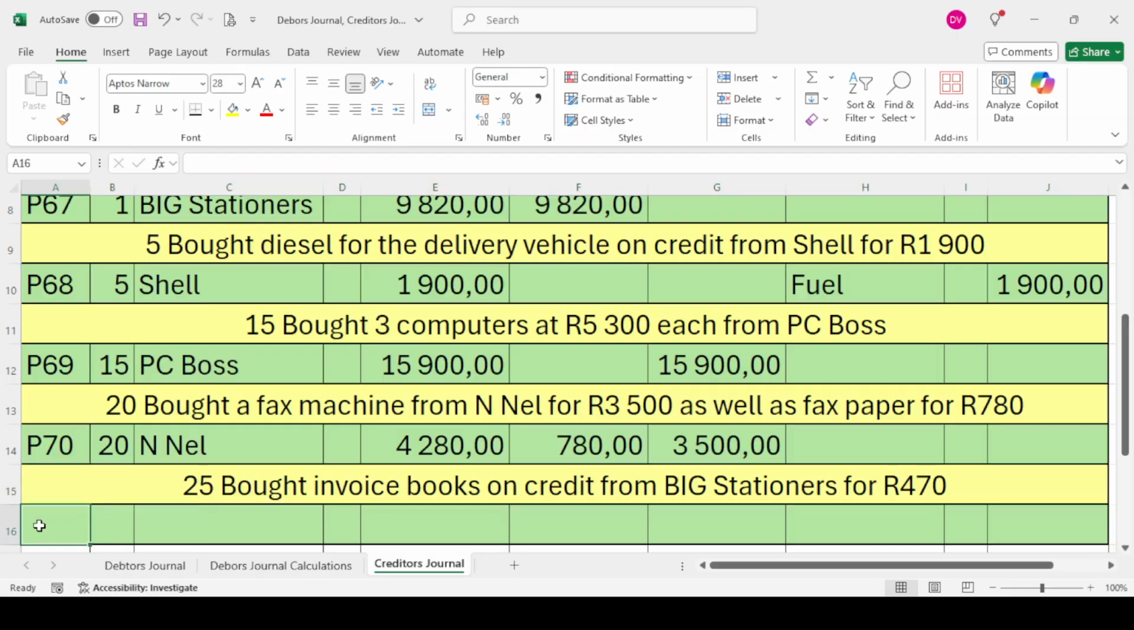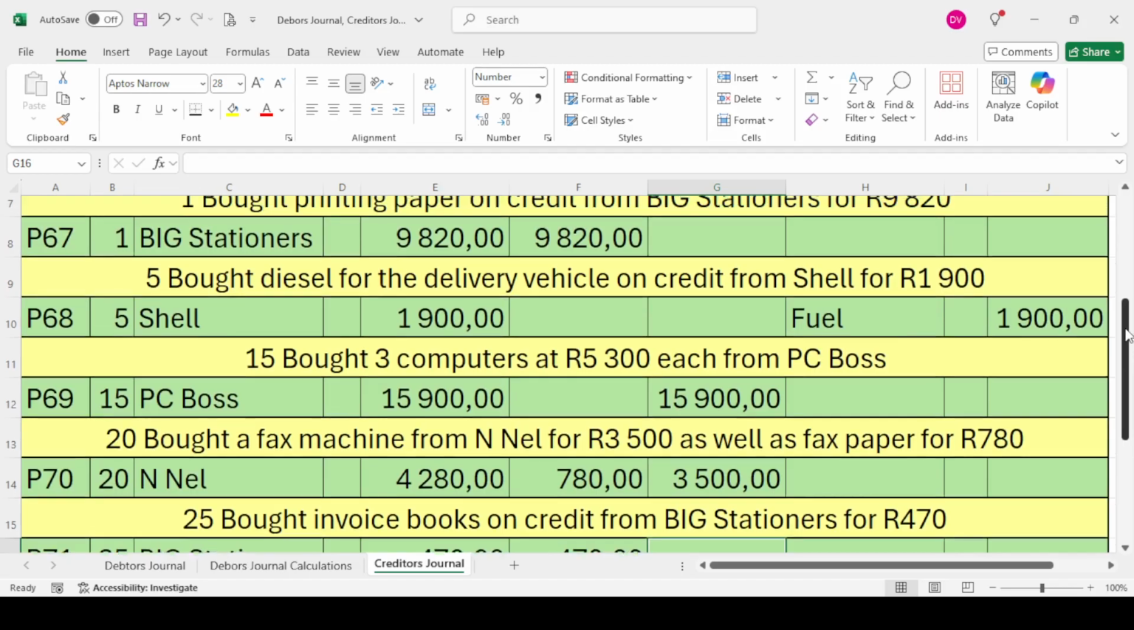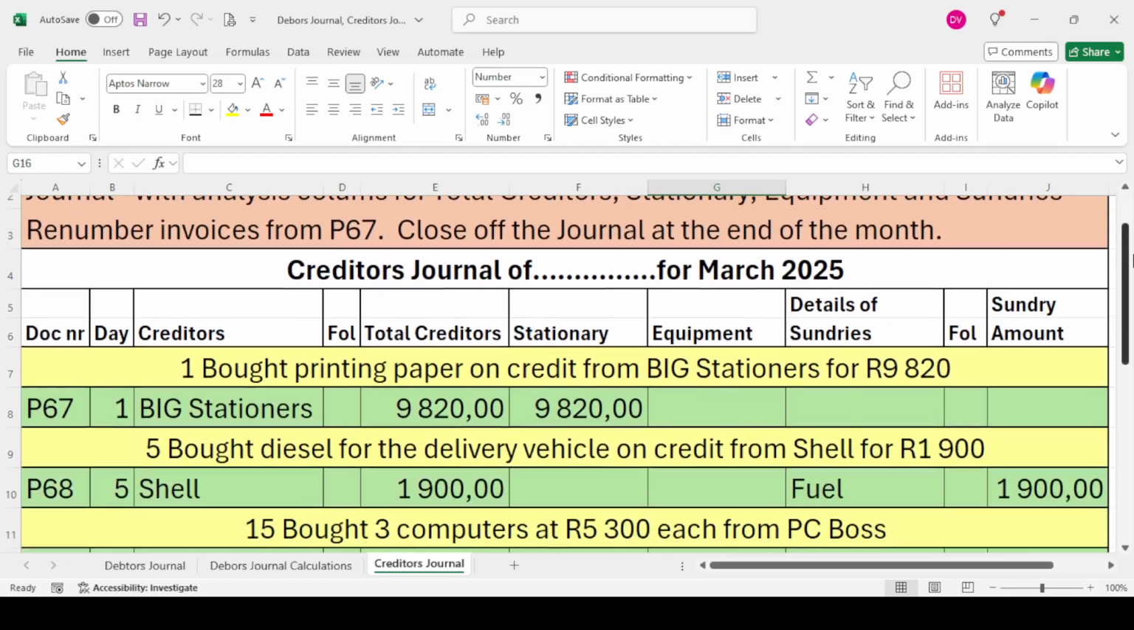So our document number will now be P71. The day is the 25th. Who is the creditor that I bought from? I bought from Big Stationers. I take my full value and insert it under my total creditors. You ask yourself, what was it for? It was for stationery, so it goes under the stationery column. And that's it. There we go.